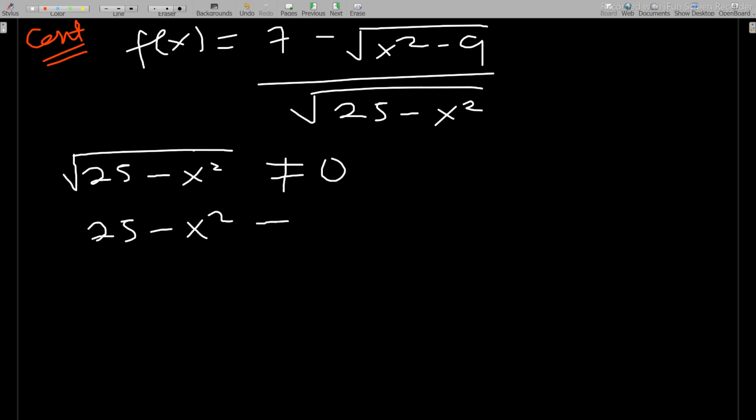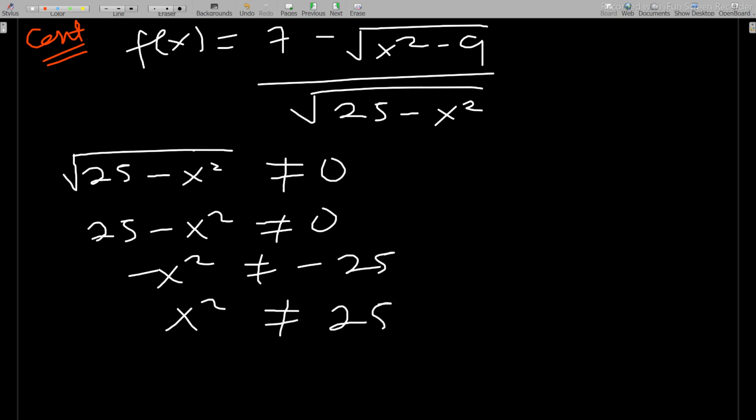I square both sides, is what I will get. It's an equal sign, but it's just not equal to. Okay, so it shouldn't be equal to 0. I have negative s squared shouldn't be equal to negative 25. Then s squared shouldn't be equal to 25. So it means s shouldn't be equal to negative 5 or 5, so you can say plus or minus 5. Other than that, we'll get the denominator to be 0, which will make the function undefined.